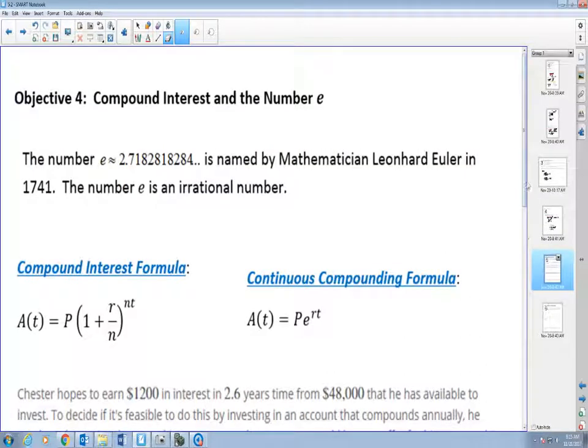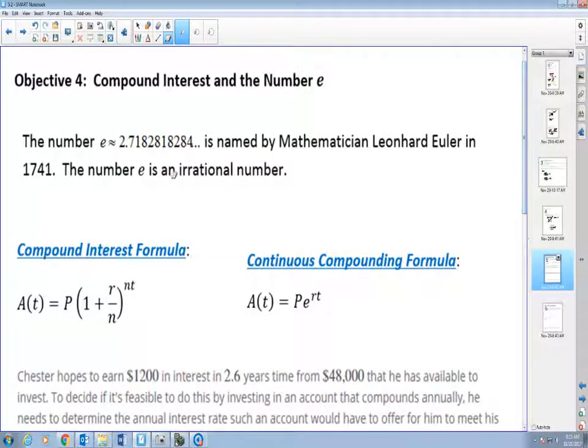This is not that bad. I mentioned the number e last time. It's just an irrational number named by Leonhard Euler back in 1741. The base e is just another base, other than our regular numerical value type of base. It is 2.71828 something. We will begin to see this base e quite more often.